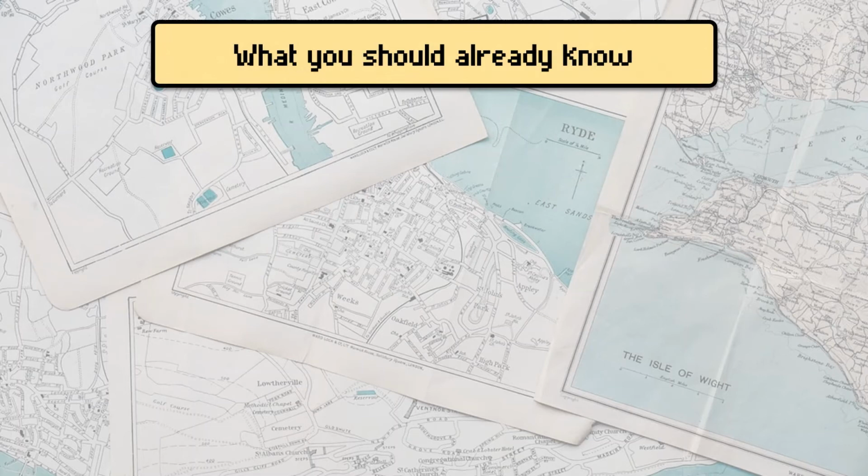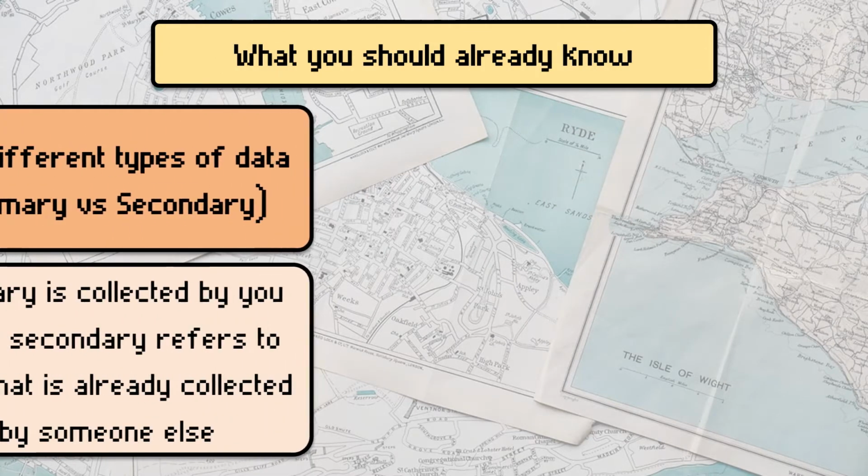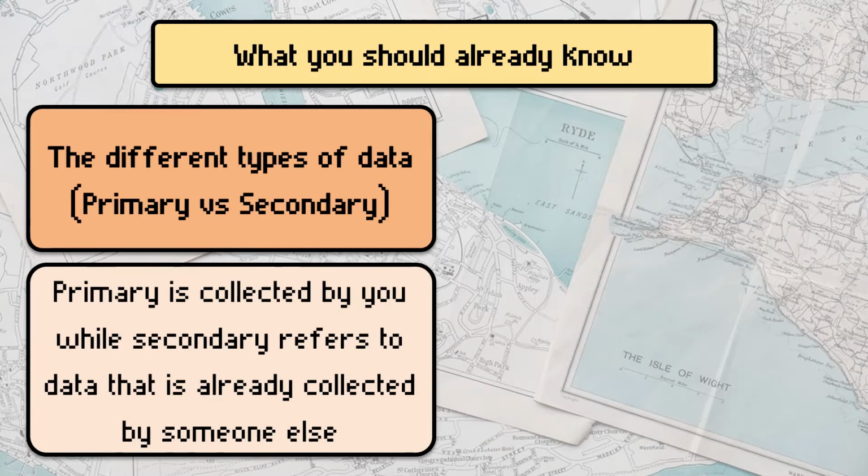At this point, what you should already know is firstly, the different types of data, primary versus secondary. Primary data is data that you go out to collect yourself. For example, you go out and you carry out a survey. That is primary data. Secondary data is data that has been collected by someone else and then you use it for your research. For example, a newspaper article that was written by someone else. That is a form of secondary data that you can use for your research.